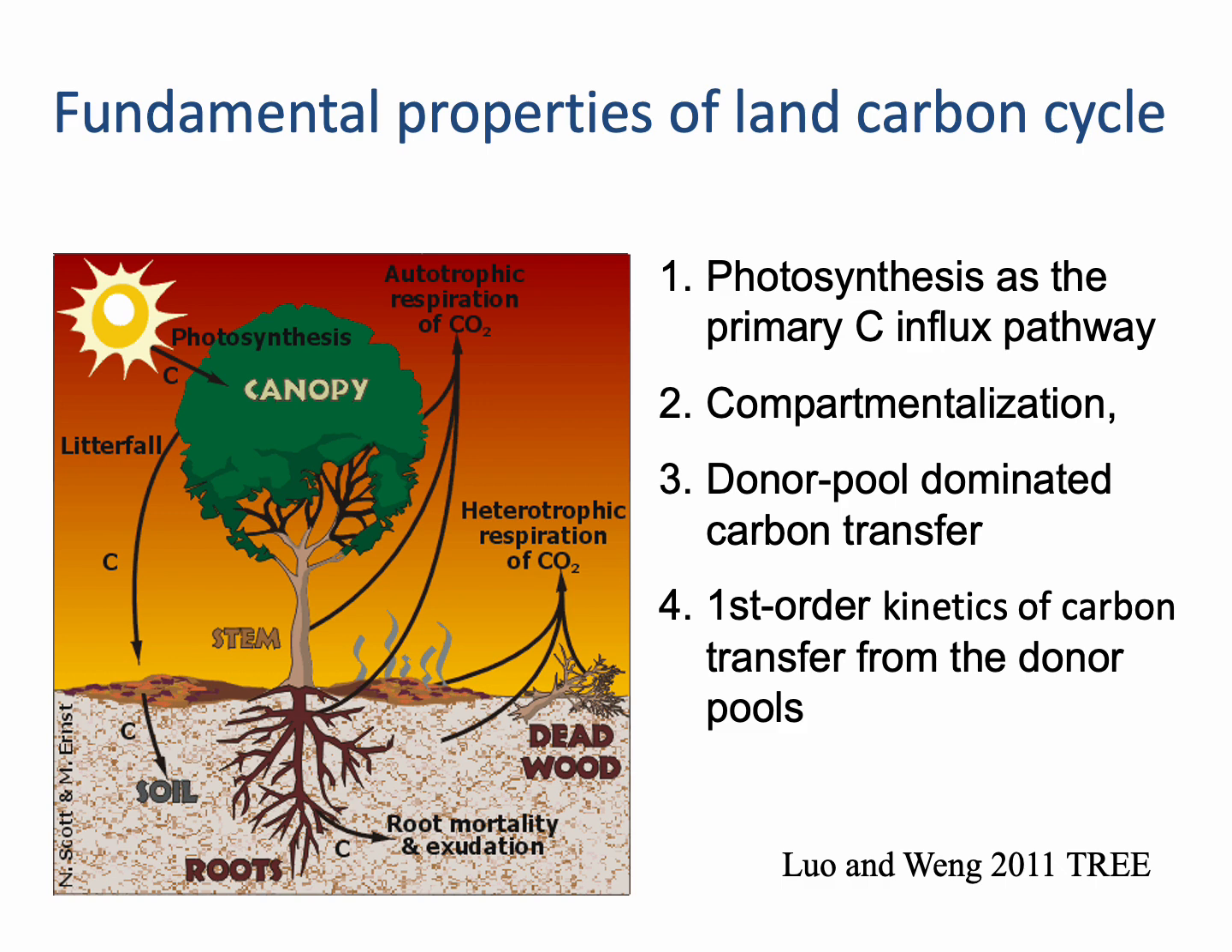The donor pool-dominated carbon transfer is one of the 4 fundamental properties that govern the dynamics of the land carbon cycle. The other 3 properties are photosynthesis as the primary carbon influx pathway, compartmentalization of a carbon process into plant, litter, and soil, and the first-order kinetics of carbon transfer from the donor pool. Among the 4 properties, the donor pool-dominated carbon transfer is the most important in determining the trajectory of a land carbon cycle. If this property is altered, the carbon cycle would not behave as we have observed in the real world.